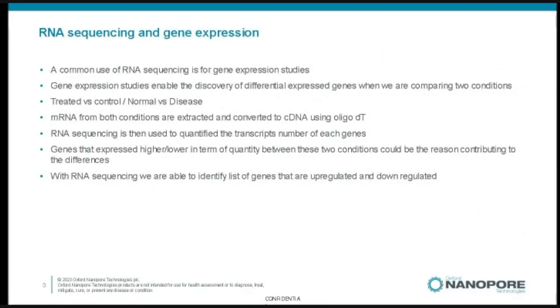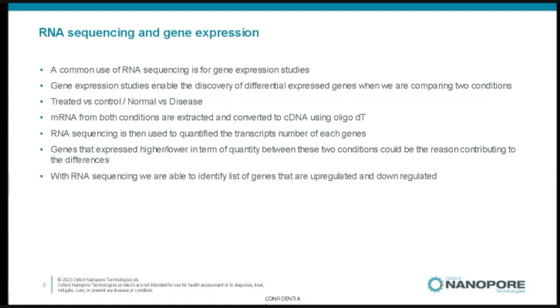One of the most common usages of RNA sequencing is for gene expression studies. Gene expression studies enable the discovery of differentially expressed genes, especially when we are comparing two conditions. For example, the treated sample versus the control sample, or the normal tissue versus the diseased tissue. mRNA will be extracted from these two conditions, and then converted into cDNA using, for example, oligo-dT.